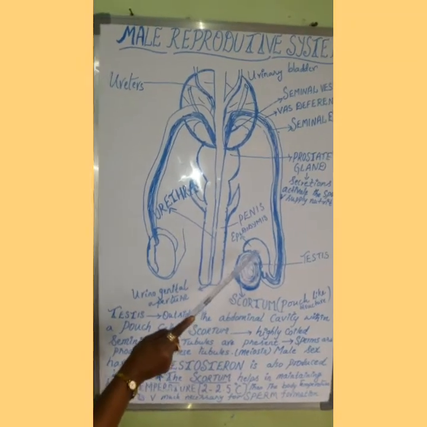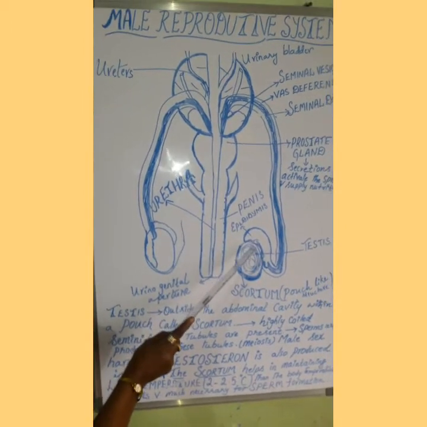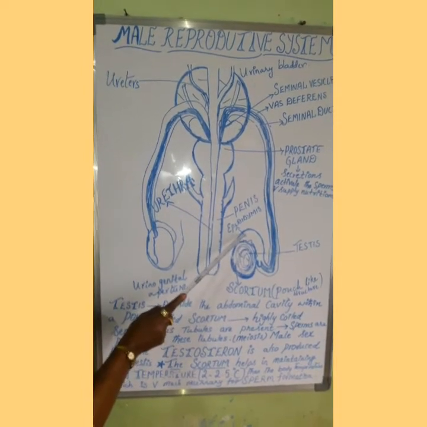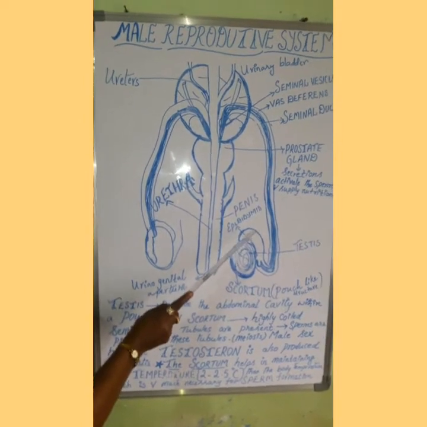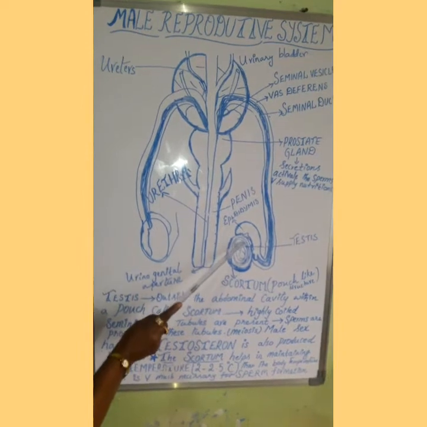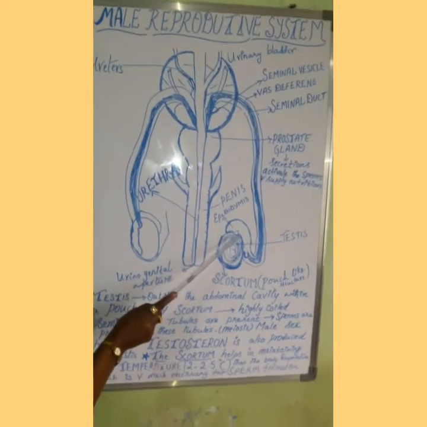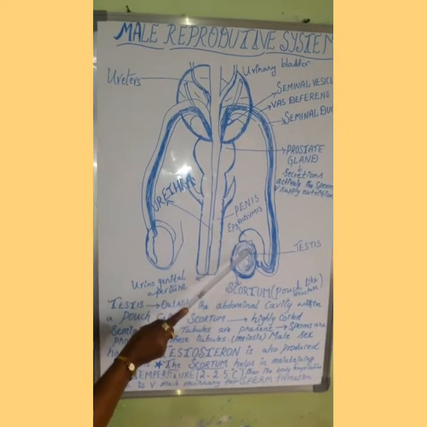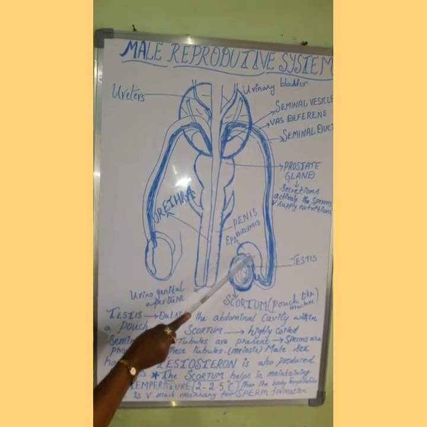On the testis, you can see this region, the epididymis. It has highly coiled tubes located along the posterior side of the testis. The importance of the epididymis is that sperms are stored inside it.